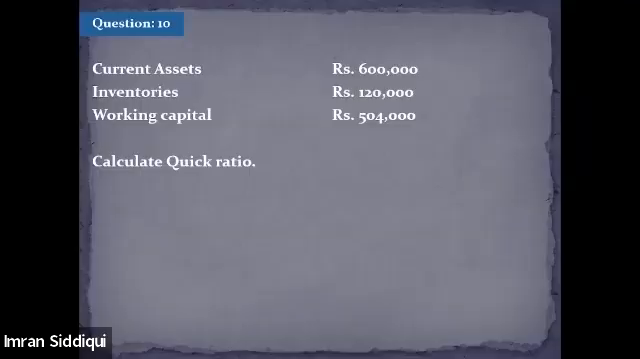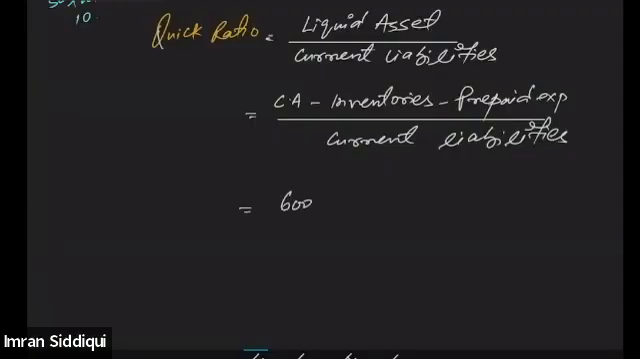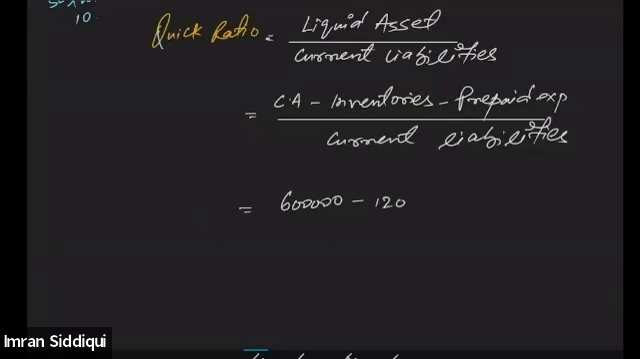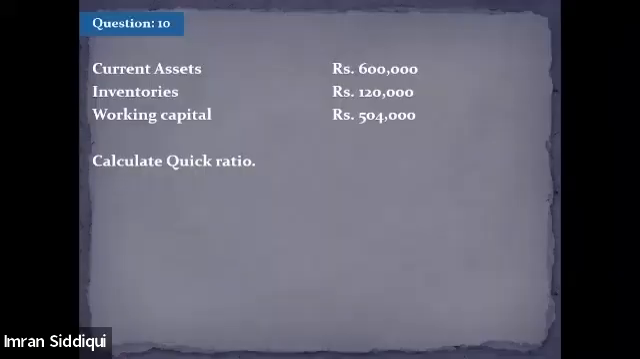Right, now let's find out what is already given in the question. So we are provided with the value of the current asset. Current asset is given as 6 lakh, right? Out of which we can subtract the amount of inventory, it is 1,20,000. Okay. And we need to subtract prepaid expenses, but prepaid expenses is not given in the question. So we can take the value of the prepaid expenses as 0.